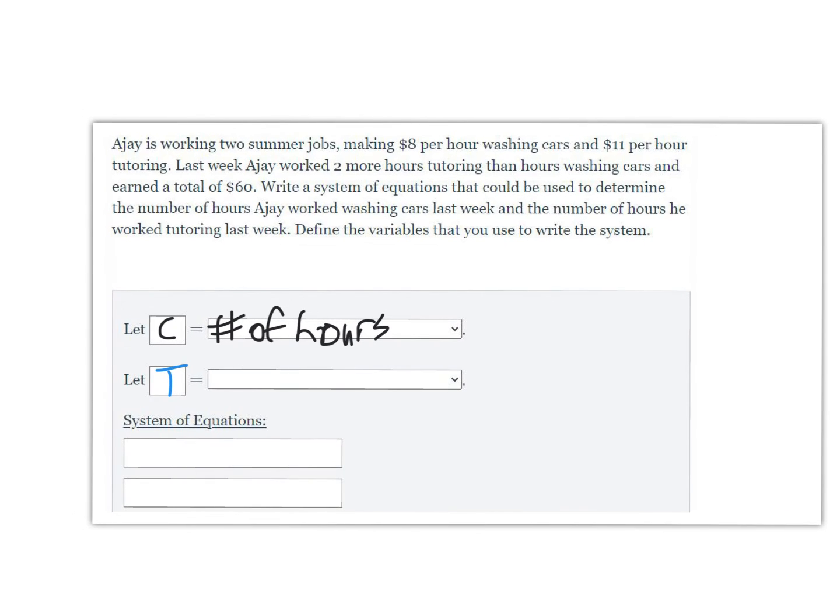I'm just gonna put cars right here. Cars. I know it looks a little sloppy. It's just from my app here. And then T is the number of hours he works tutoring at $11 an hour. So we're going to be determining the number of hours tutoring. Okay, it's important to understand what you're working with here. Number of hours tutoring.